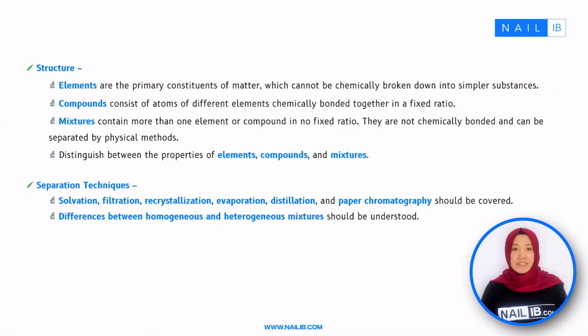This time I'm going to explain the first unit, models of the particulate nature of matter, which has 4 different subtopics, but I'm going to explain only the first 2 subtopics: elements, compounds, and mixtures, and chromatography. For the first subtopic, you need to know how to distinguish between the properties of elements, compounds, and mixtures.